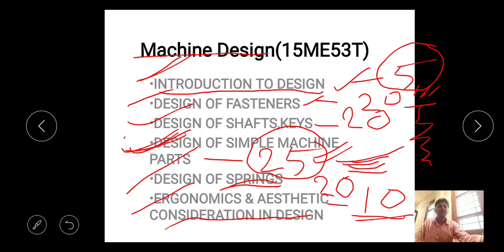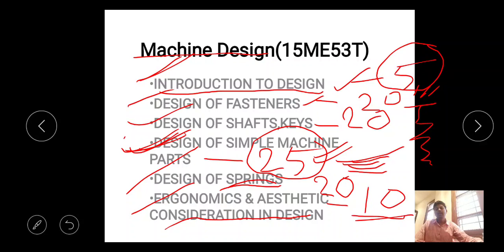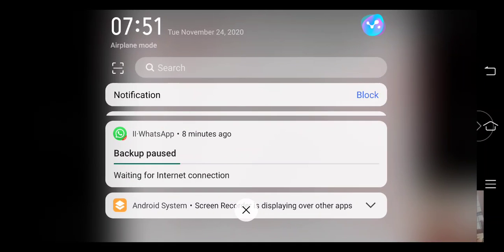For solving the problems, in this subject, machine design, if you take all other subjects, you need to remember the formulas and then solve the problems. Here it is not like that. Here you are having a data handbook. The data handbook will be provided.